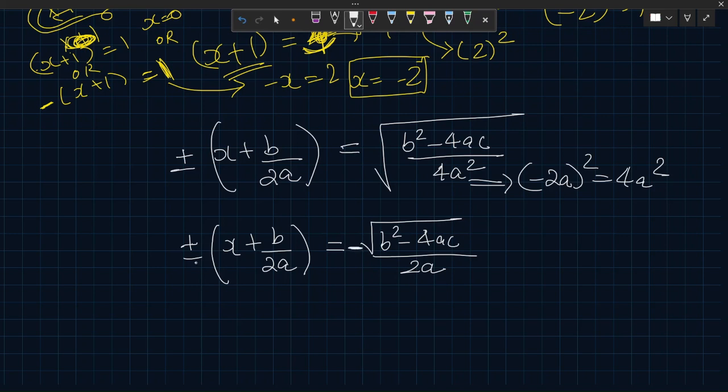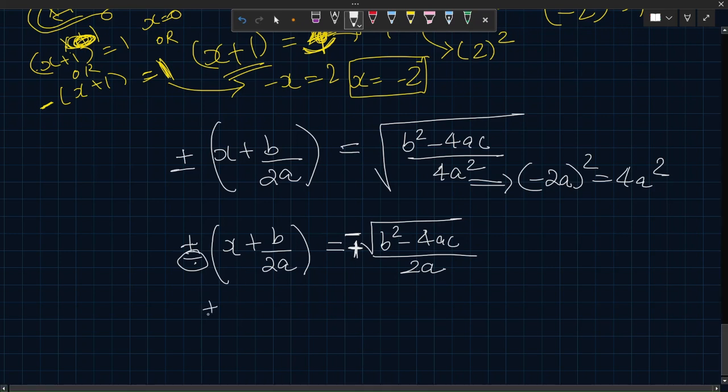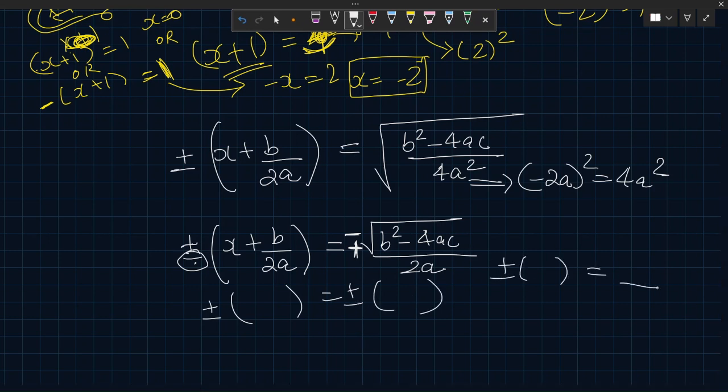But because this is plus minus anyways, that is same as saying, if this is minus on this side, then the equation becomes x plus b by 2a equals this. If it is plus on this side, then it becomes minus here. So there's no need to put signs on both sides of the equation. If plus minus something equals plus minus something, that just means plus minus something equals something. I hope you understand.